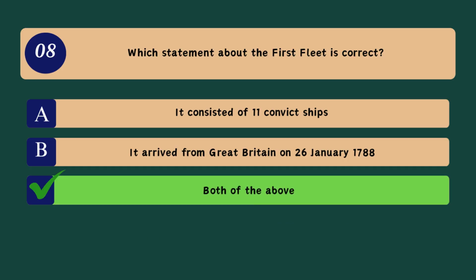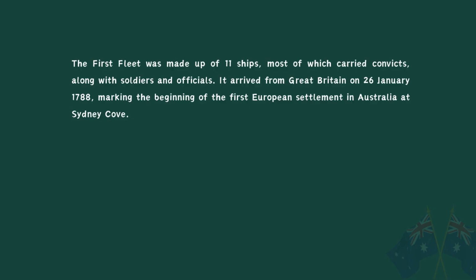Correct answer C. Both of the above. The First Fleet was made up of 11 ships, most of which carried convicts, along with soldiers and officials. It arrived from Great Britain on the 26th of January 1788, marking the beginning of the first European settlement in Australia at Sydney Cove.